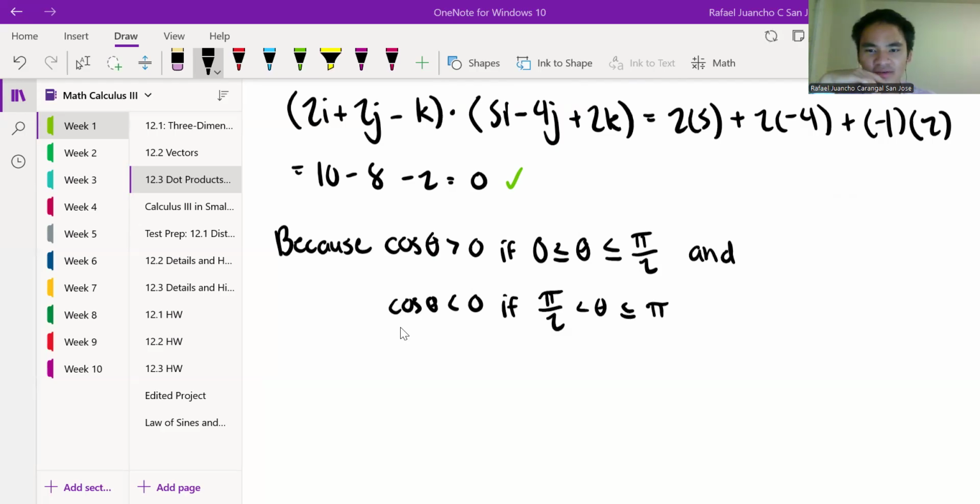Right? So we basically think of a times b in terms of measuring the extent to which a and b point in the same direction. And so the dot product is positive if a and b point in the same general direction.